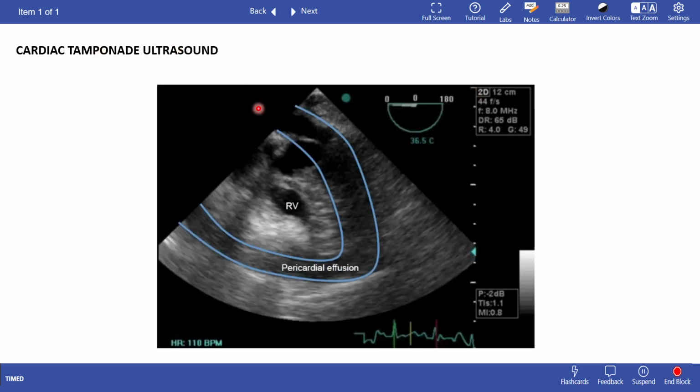And this is a cardiac tamponade ultrasound. You can see there is a pericardial effusion outside of the right ventricle. So also memorize this image. Images are very important for Step 2 CK. So that's probably it.